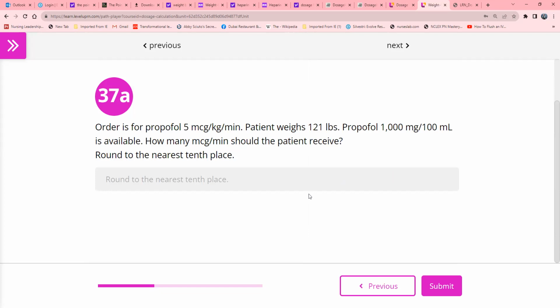Excuse me. All right, so this one's asking you for micrograms per minute. So remember how we did the micrograms per minute one? Remember, you didn't need what was on hand here, right? Mhm. Because you just need your weight and what your order is here.